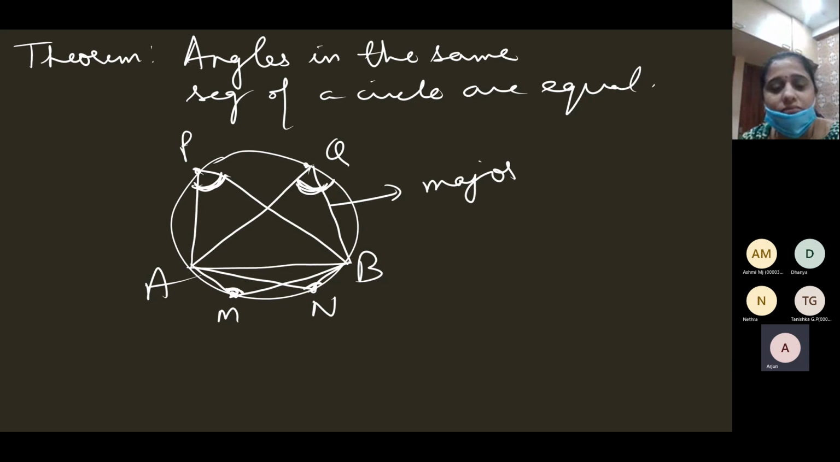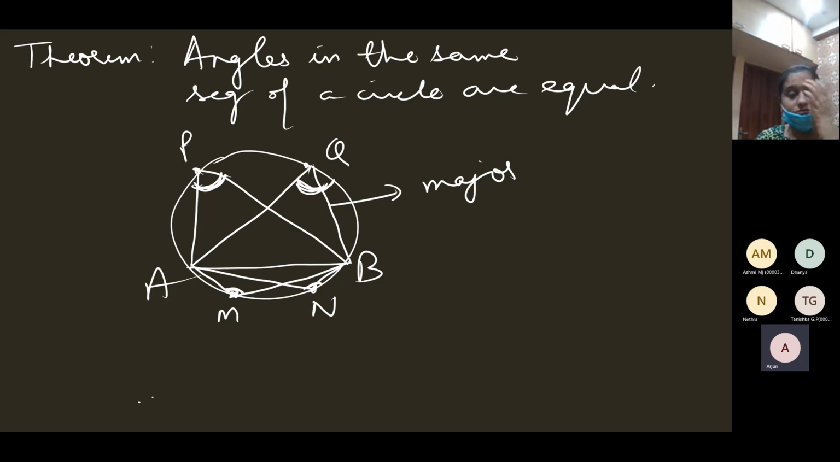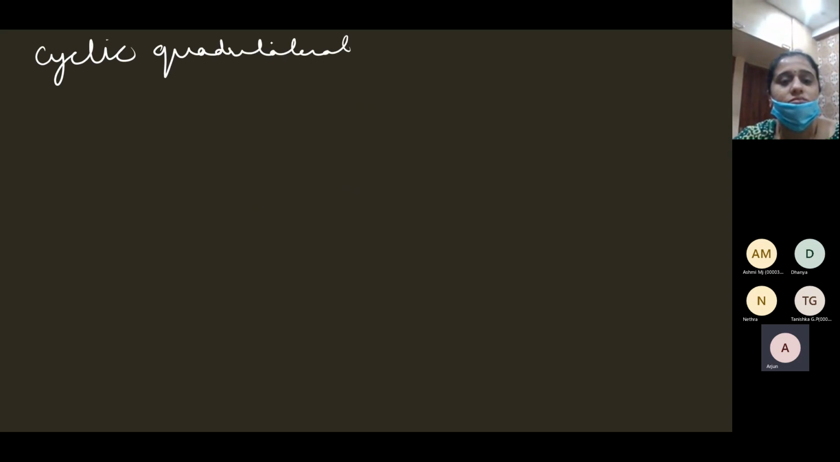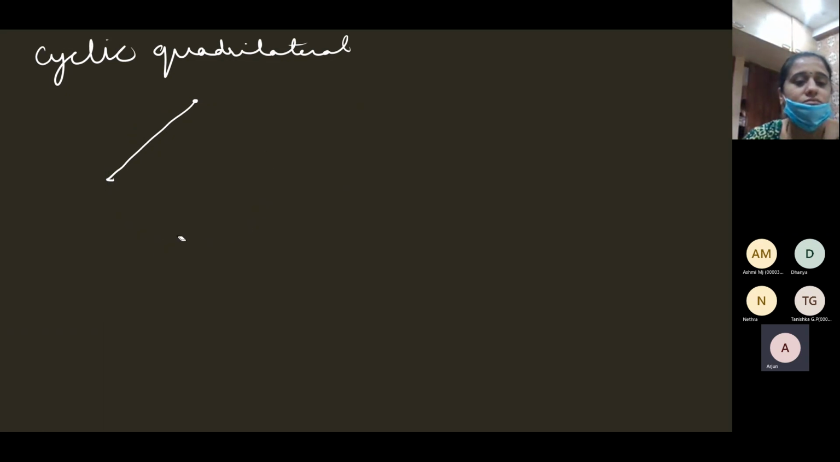Fine? Got it, children? Yes, ma'am. Angles in the same segment of a circle are equal. Okay, now some properties of a cyclic quadrilateral. What is a cyclic quadrilateral? One second, children.